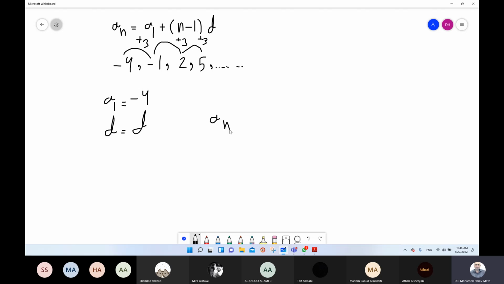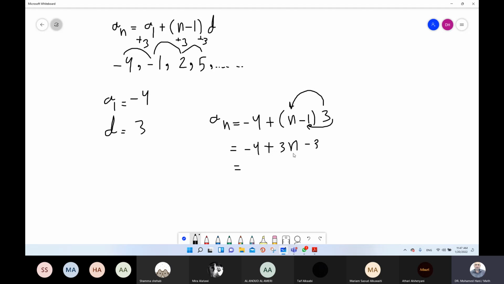An equals A1, which is negative 4, plus n minus 1 multiplied by d, and d equals 3, multiplied by 3. So we have here negative 4, and here we can use the distributive property. 3 times n will be 3n. Then 3 times negative 1 will be negative 3. Then combine the like terms.